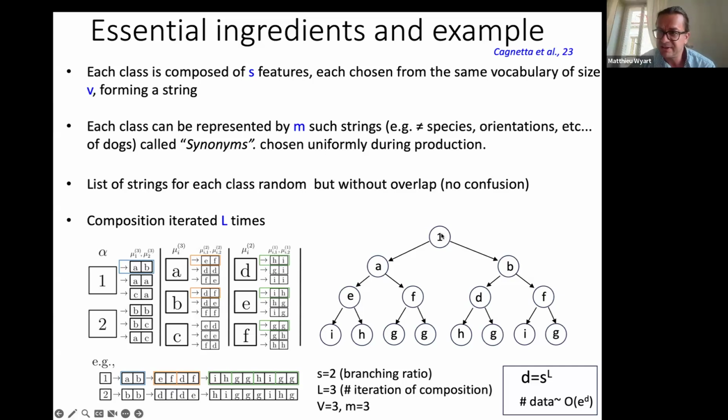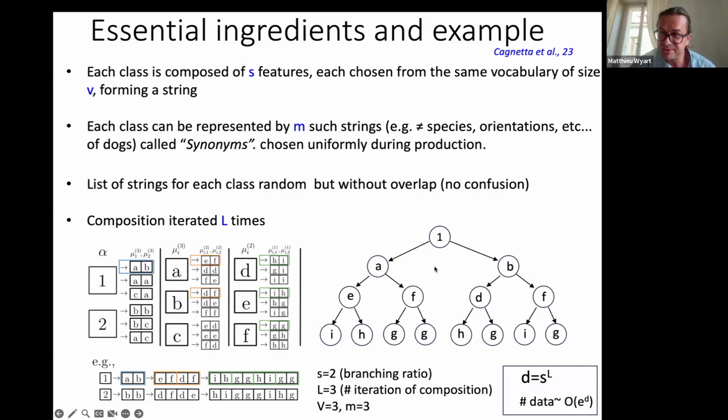Then what the model captures is the fact that a dog is compositional, composed of several things, like a head and a body. So in the model, we capture that by saying that each class is composed of a certain number of features, which is S. S is an important parameter in what follows. In this example, S is 2. It's just the branching ratio of this tree. Those different features, in this example A and B, are taken from some vocabulary of size V, but that's not super important. And for simplicity, the vocabulary is disjoint at different levels. So when I go down later on, I can't find A, B there.